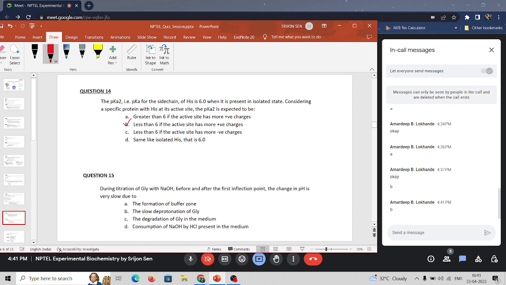You say it's B, due to slow deprotonation of glycine. No, because before and after the inflection point, this range is known as the buffering zone. Due to the formation of that buffering region, that is the reason. What is a buffer? When you are adding a very small amount of acid, base or water, it does not show any change in the pH. So the change in pH becomes very slow when it falls in the buffering range. So for question number 15, A is the right option, due to the formation of the buffering zone.